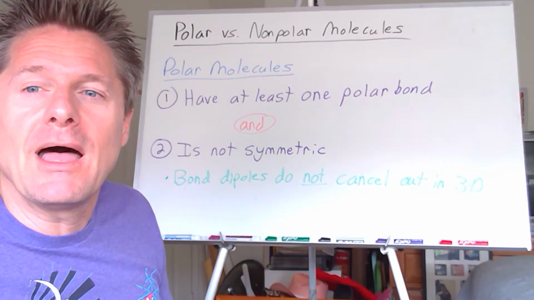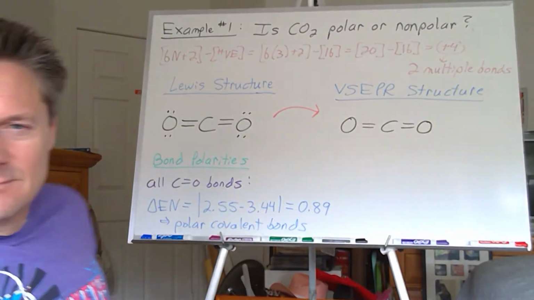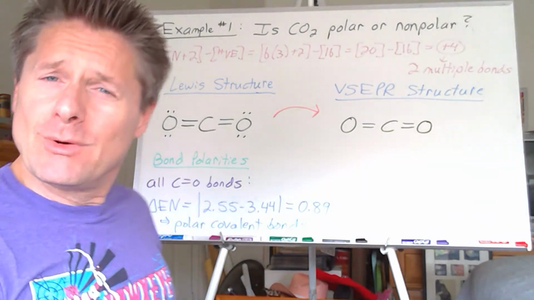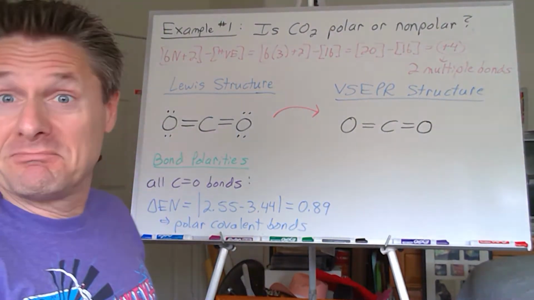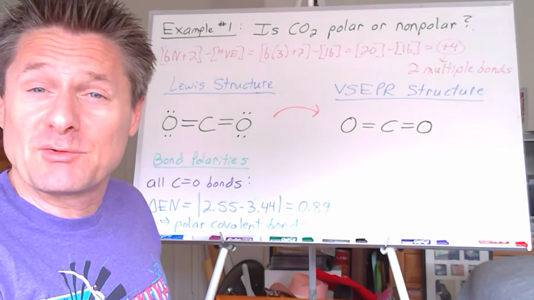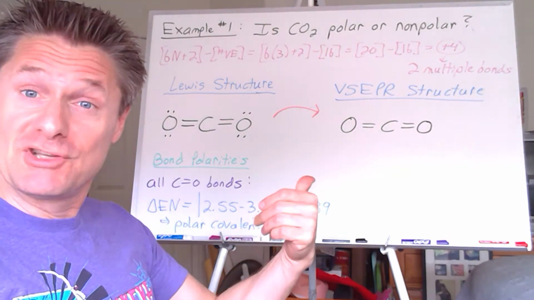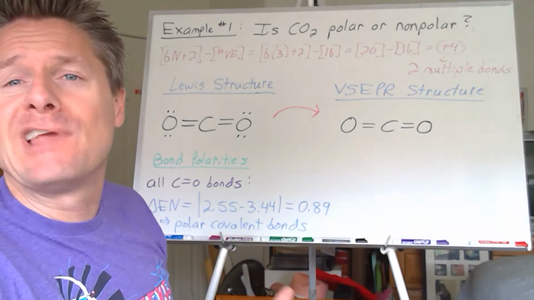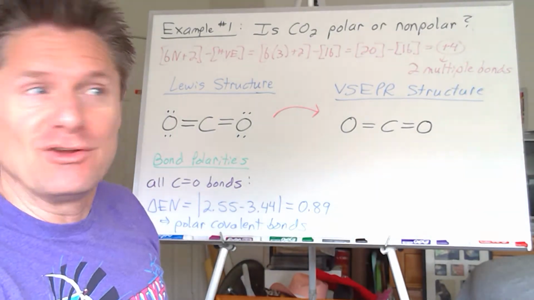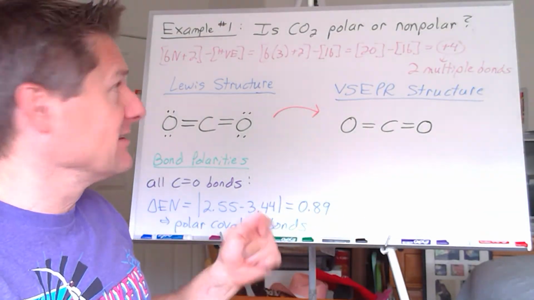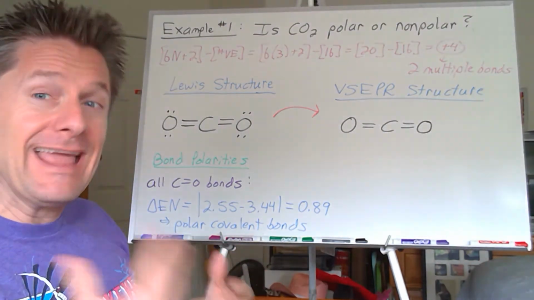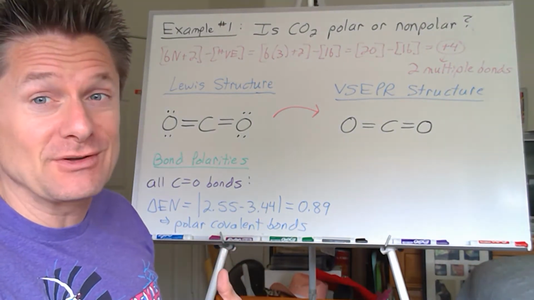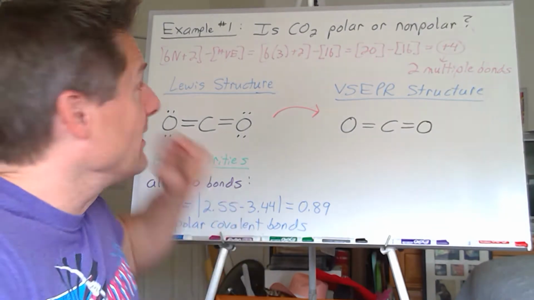So let's look at some examples. I did some work for you ahead of time because we've already done Lewis structures, VSEPR structures, and bond polarities. So you can double check my work if you want. But is carbon dioxide polar or nonpolar? It's your prototypical first example. You usually do this and then water, almost always, because it really nails the point. Their Lewis structures look similar, but their polarities are totally different.